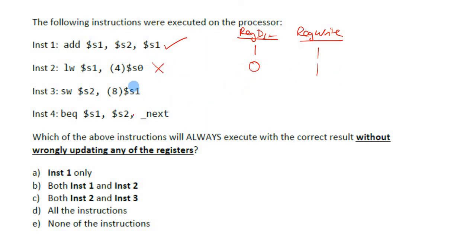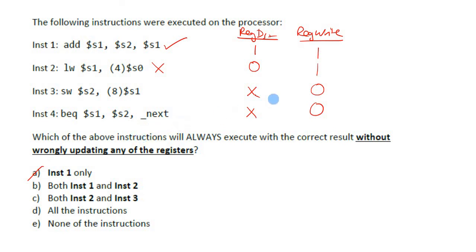For store word and BEQ, we know that register write is going to be 0 for both of these instructions. And we also know that for both of these instructions, the register destination is going to be X. Since it's X, it could be a 1 or could be a 0. If it's 1, then there could be an issue. So based on this, only instruction 1 is able to execute correctly without wrongly updating any of the registers.